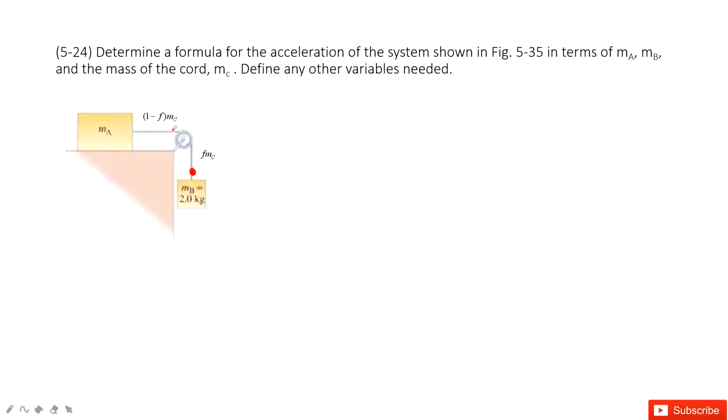And then consider this part: the mass for this cable is focused on this point. The mass for this part is (1 minus f) times m_C. So the fraction (1 minus f) times the mass m_C is focused on this point. So we consider this mass attached to object A. Now we can do the force analysis.